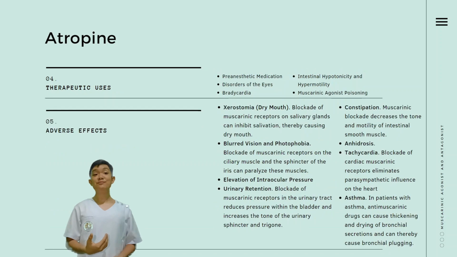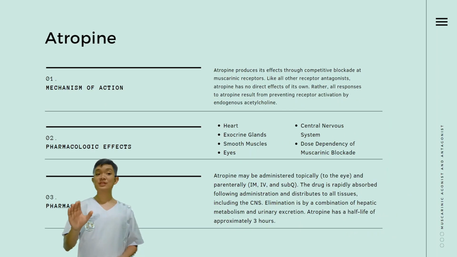Atropine can be administered topically to the eye or parenterally, which can be intramuscular, intravenously, or subcutaneously. It is rapidly absorbed and distributed to all tissues, including the central nervous system.